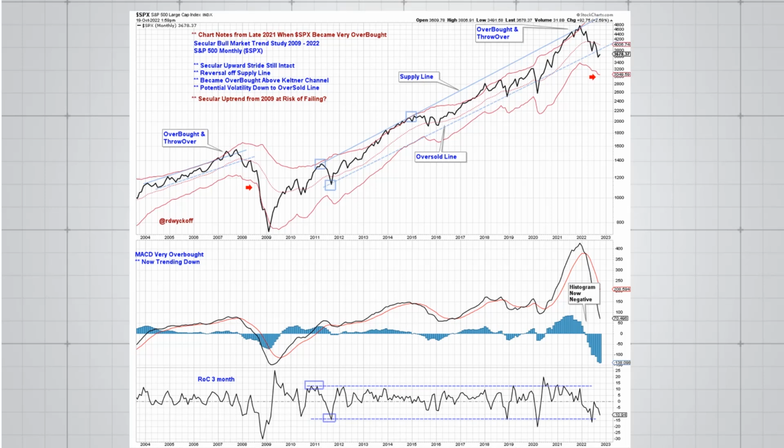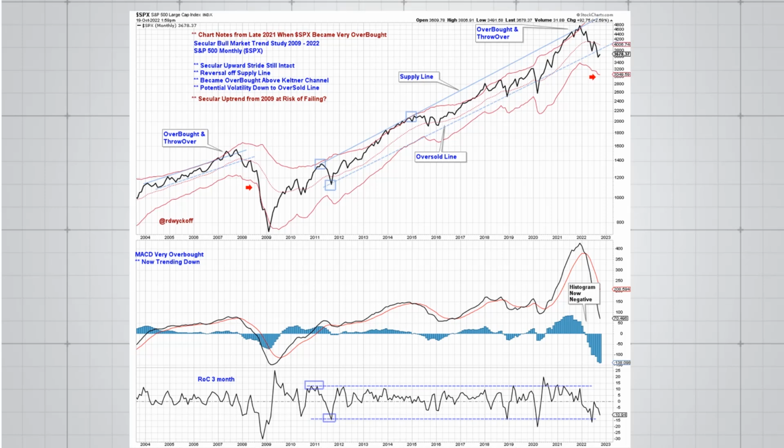This is a very long-term chart of the S&P 500 index. This chart actually goes back to 2003. It really illustrates the secular uptrend that started in 2009. And what I really like about MACD as a tool is that it's great at visualizing cycles. Whether you're looking at monthly data, which is very long-term on the MACD, or looking at daily or intraday data, you're looking at cycles that correspond with those time frames.